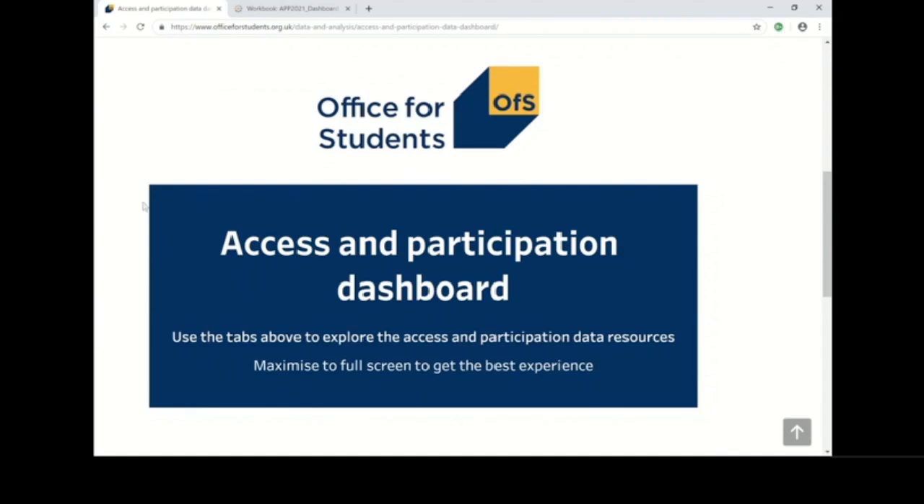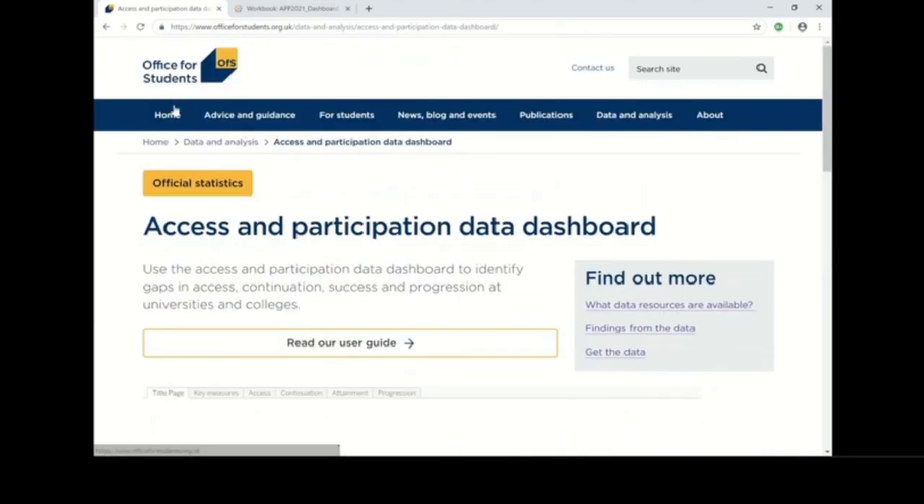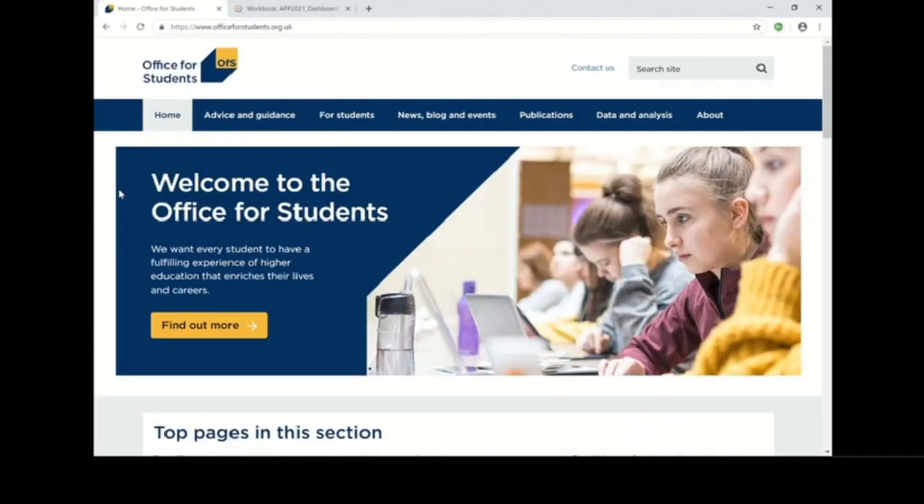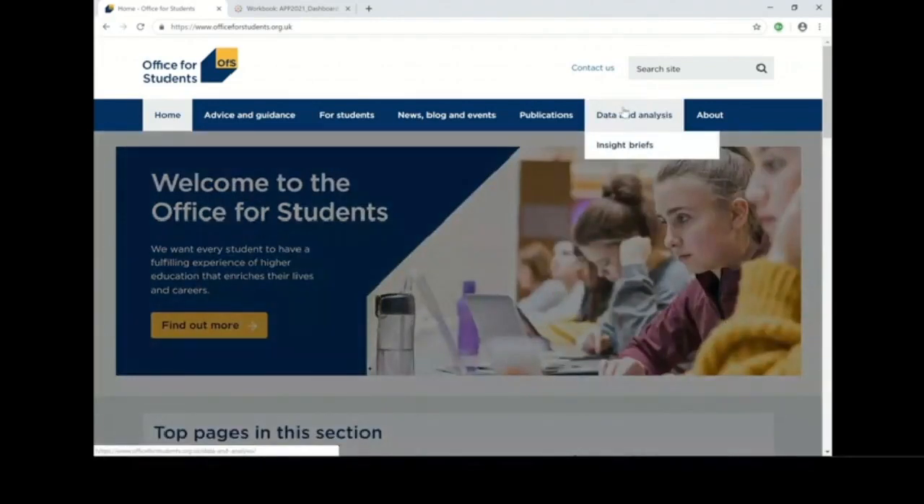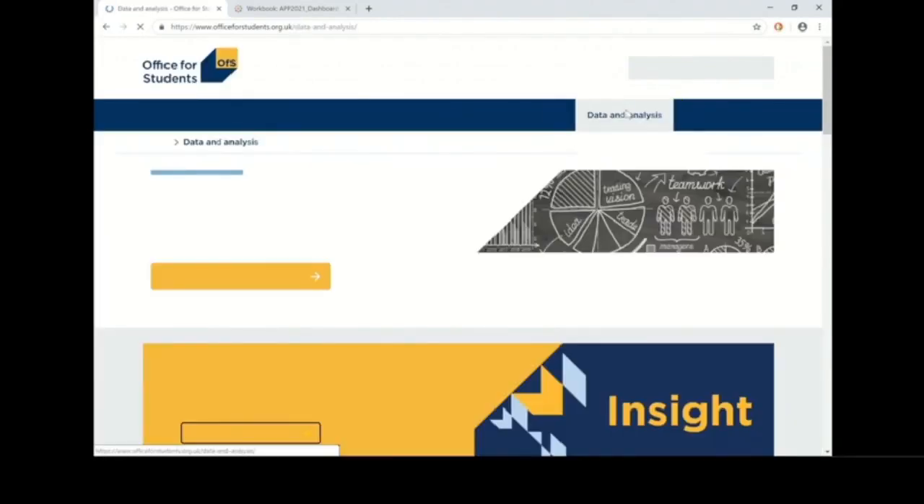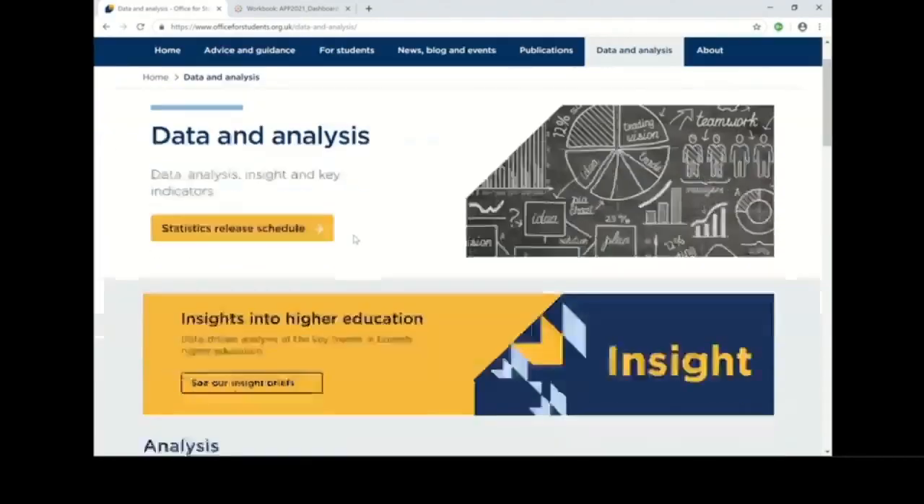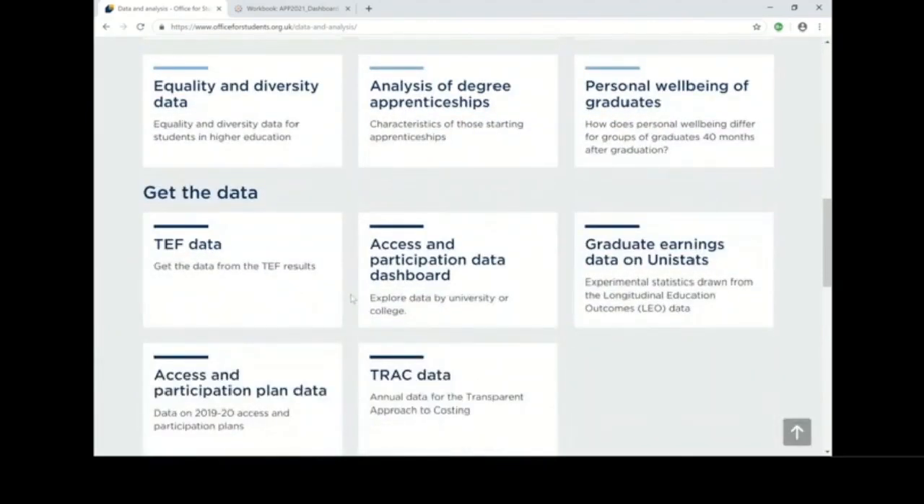To access the data dashboard, navigate to the Office for Students website at officeforstudents.org.uk. At the banner on the top of the page, click on the Data Analysis section. You can then scroll down the page to the Get the Data section, where you'll find a link to the Access and Participation Data Dashboard.